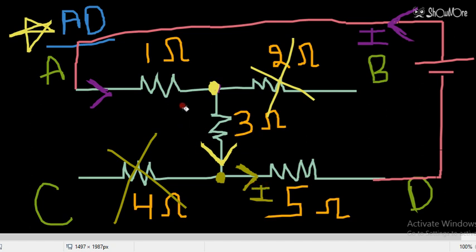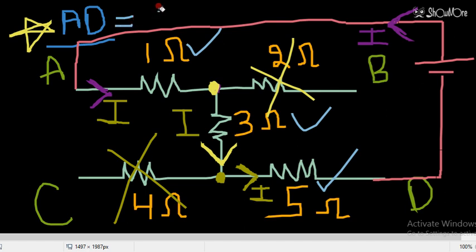The same amount of current will flow through the 3 ohm resistance, and the same amount through the 1 ohm resistance. No current will flow through the 2 ohm and 4 ohm. So that means this is 1 ohm, this is 3 ohm, and this is 5 ohm. So these three are now in series. So 5 plus 3 is 8, 8 plus 1 is 9. So the resistance between A and D will be equal to 9 ohm.